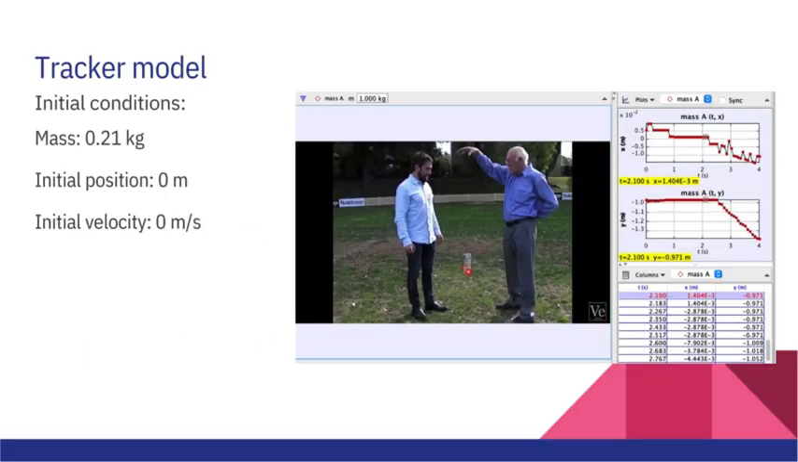Here, this video was uploaded into Tracker to extract the data, which you can see here on the right. For initial conditions, we had the mass of 0.221 kilograms, an initial position of 0 meters, and an initial velocity of 0 meters per second.